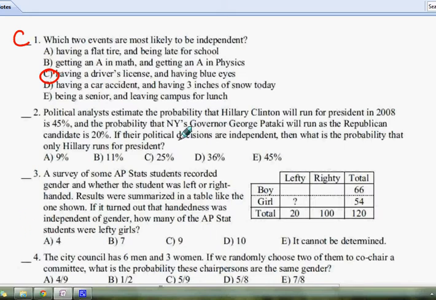For part 2, if political decisions are independent, what's the probability that only Hillary runs for president? That's going to be the probability that Hillary does run and the other guy does not run. So 0.45 times 0.8 is 0.36.